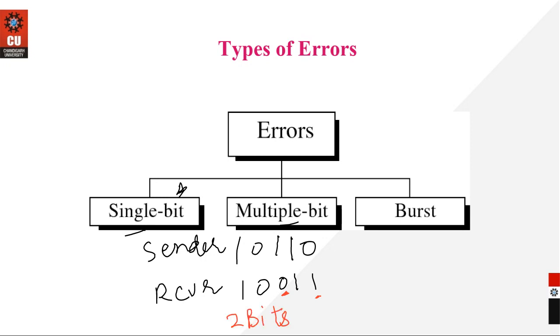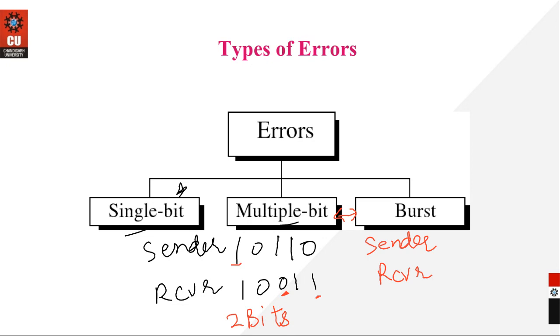So whenever multiple bits of data are impacted and they are at far away places from one another, not consecutive, then we will call it a multiple bit error. That is, many bits will be impacted. This multiple bit error and burst error are kind of similar, but they are a little bit different. How? You will get to know about it.